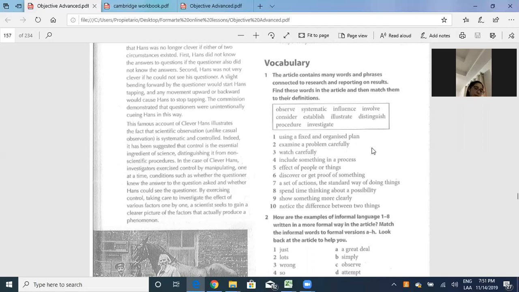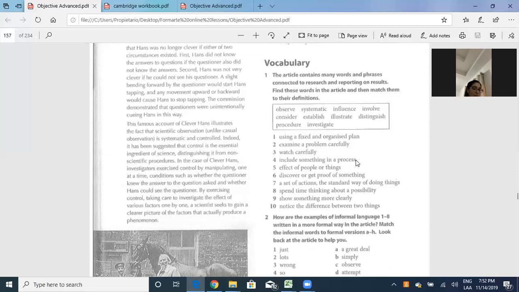Observe or investigate. Investigate. Correct. What about watch carefully? Observe. Okay. Then number four: include something in a process. Procedure. Another one.